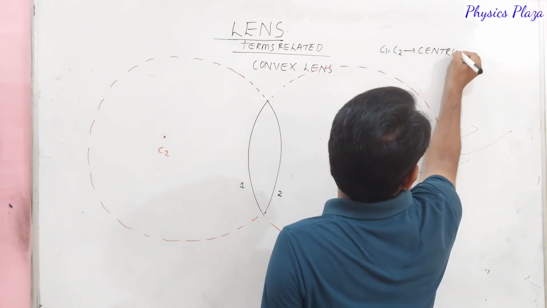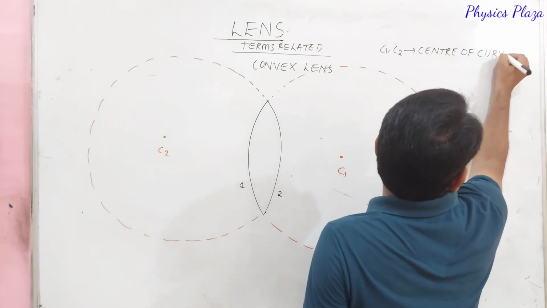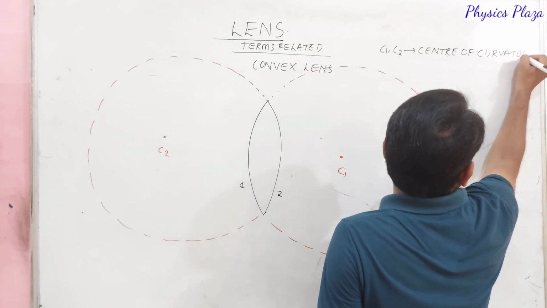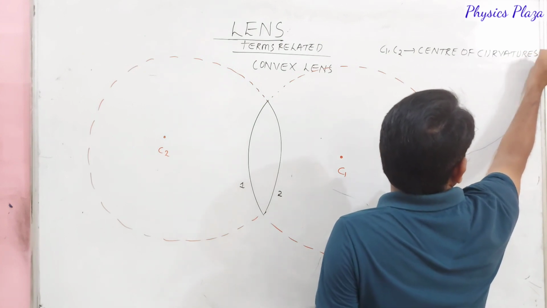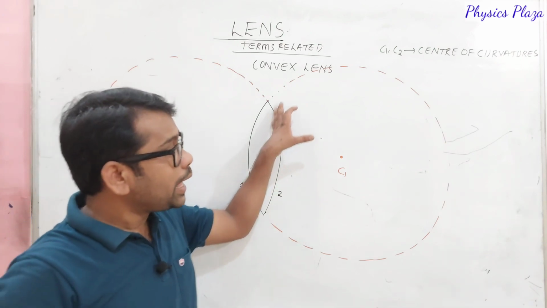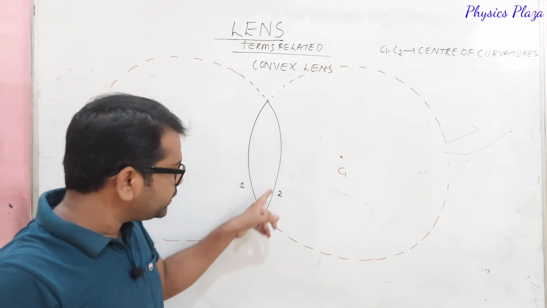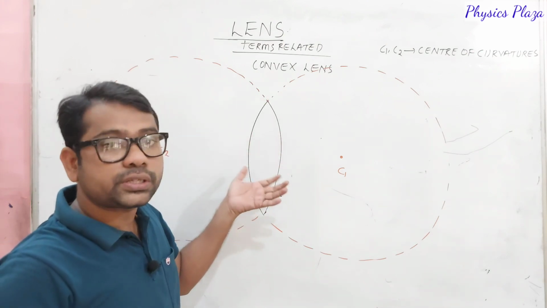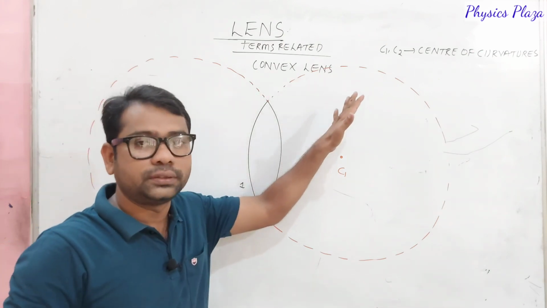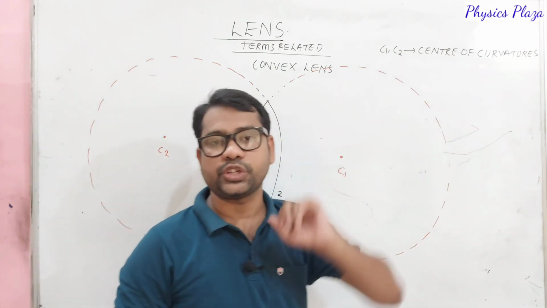Very important, children. Centers of curvature. So how to define the centers of curvature? Children, the centers of the glass hollow spheres of which the spherical surfaces, the curvatures of the lens, are a part. Those centers we call the centers of curvature.